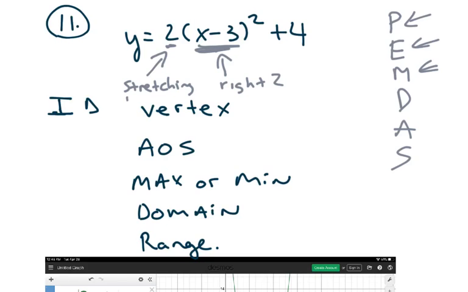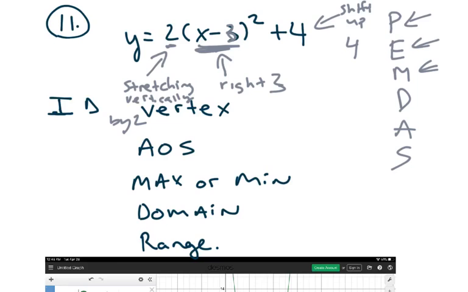This is stretching vertically by a factor of 2. And I said right 2, but it's actually 3, because the number is 3 right here. And then what is the plus 4? Remember, notice it's on the outside, so this is going to shift up 4.